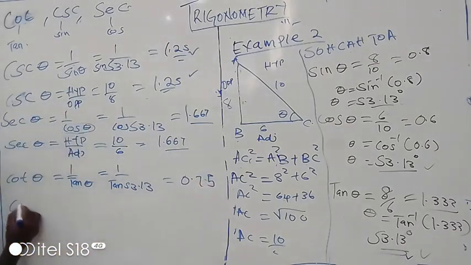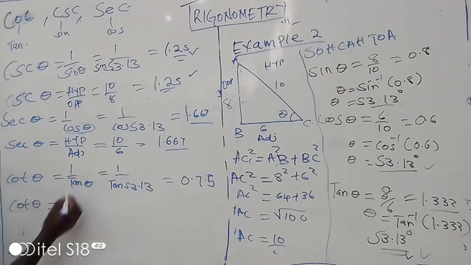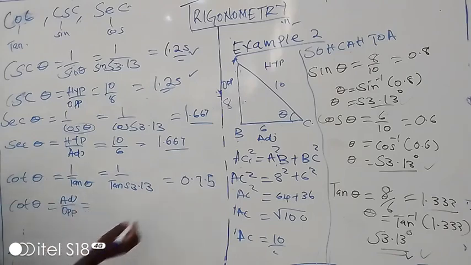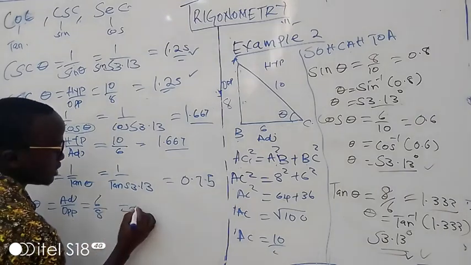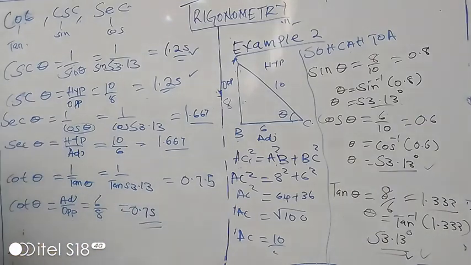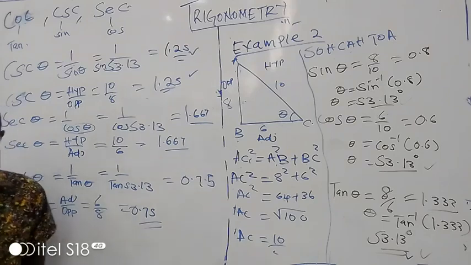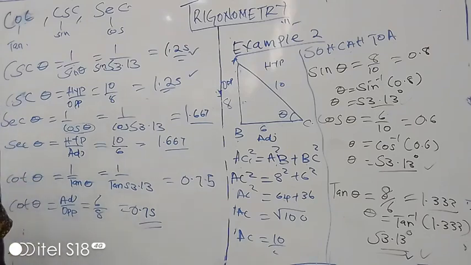Then we can come to cot theta, which is given by 1 over tan theta. In this case, it is adjacent over opposite. Our adjacent is 6, our opposite is 8. So 6 divided by 8 is equal to 0.75. So by that, you can see that we can solve all the 6 trigonometric functions.